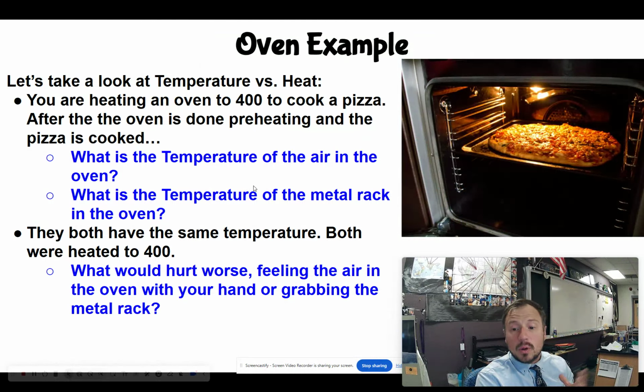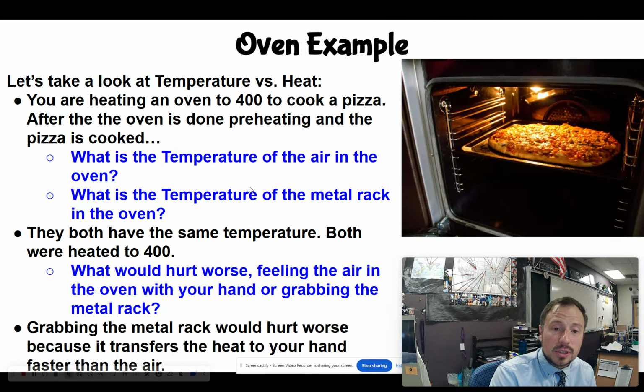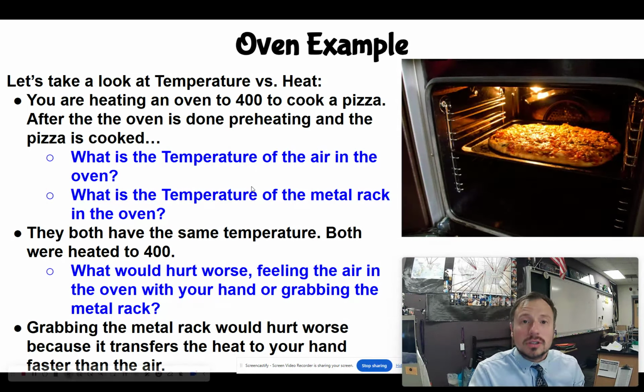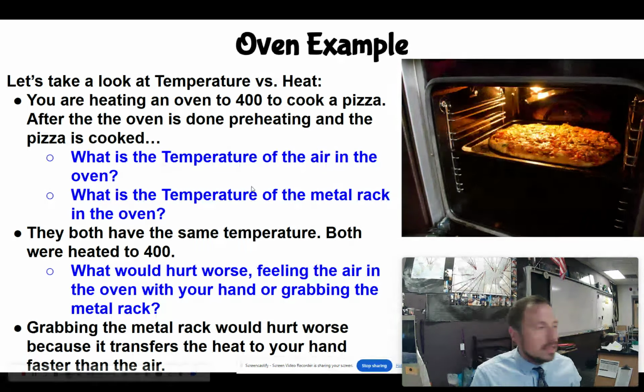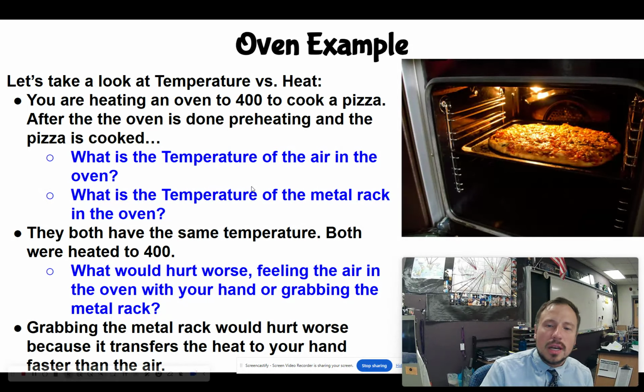So here's the example. We actually do not feel temperature, we feel heat. Let's just say you heat an oven to 400 degrees to cook a pizza, right? And the air and the metal rack are going to be the same temperature. They're at 400 degrees. Now, let's say you open the oven, you put your face in there just to check, and hot air hits your face. Well, yeah, you're going to step back a little bit, but you're not going to be horribly injured.